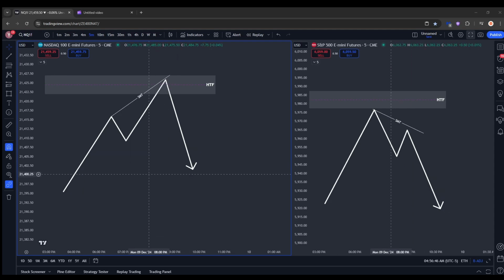So an SMT, just drawing it, is a correlation between two assets where one of them is going to basically lie to you. They're both supposed to go in the same direction, however at some point they disconnect and then you get the SMT. Here we have the SMT for NASDAQ. I just drew it and it's showing you a higher high while ES is making a lower high.